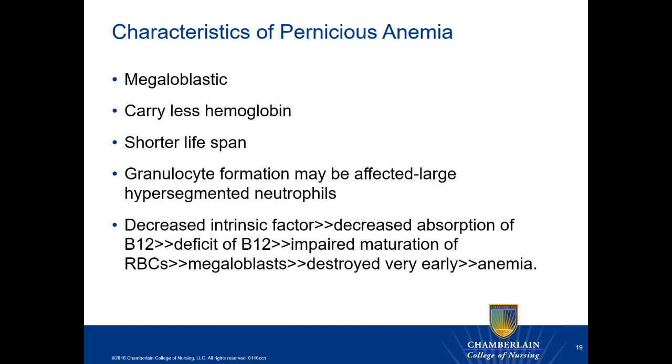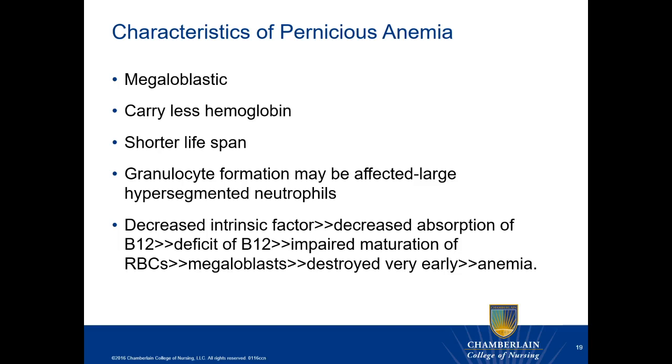So what are the characteristics? Well, this is a megaloblastic anemia. The cells carry less hemoglobin. They have a shorter lifespan. And we also know that granulocyte formation can be affected too. And we may have large hypersegmented neutrophils. So in other words, the neutrophils, the white blood cells, the granulocytes that fight infection may be impaired.